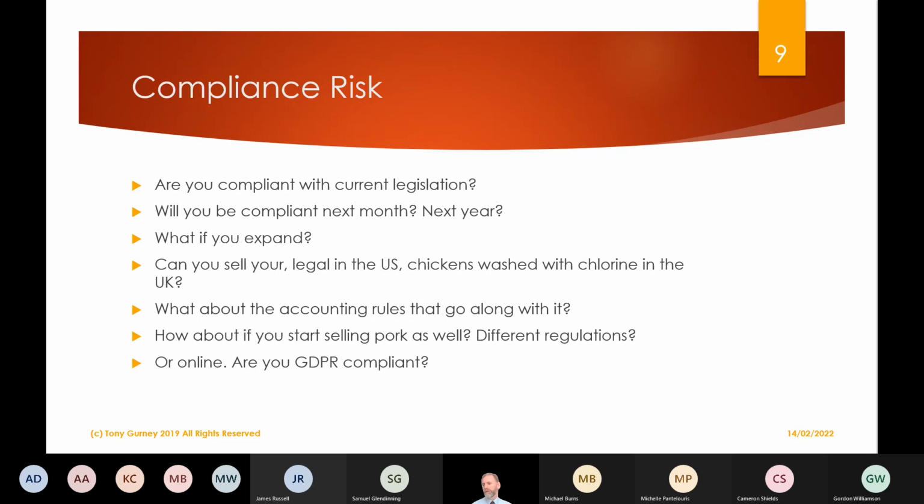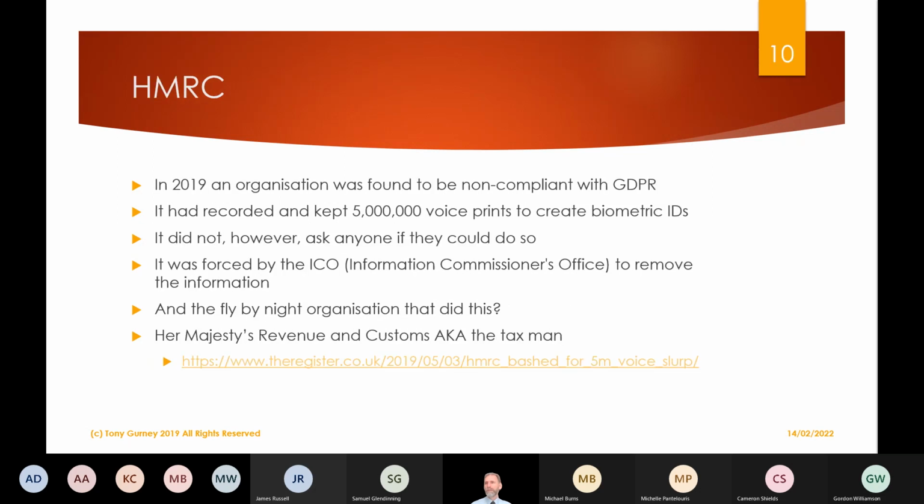And you might think, well, yeah, okay, that happens. Organizations get it wrong. People can not fully understand what the issues are. And that is true. But this wasn't exactly a fly-by-night organization. It was Her Majesty's Revenue and Customs. The tax man had broken the GDPR laws.